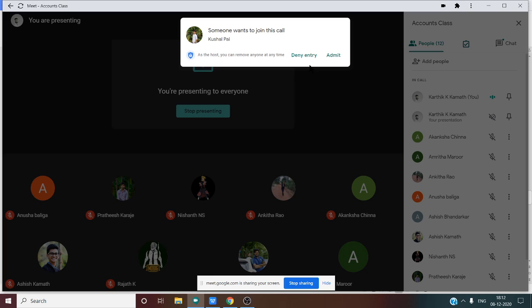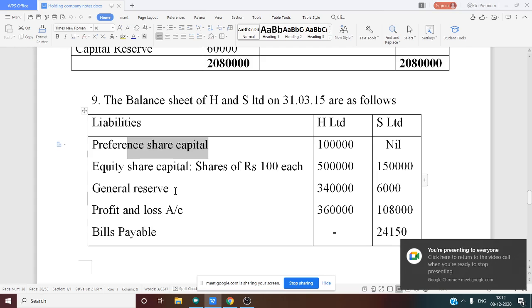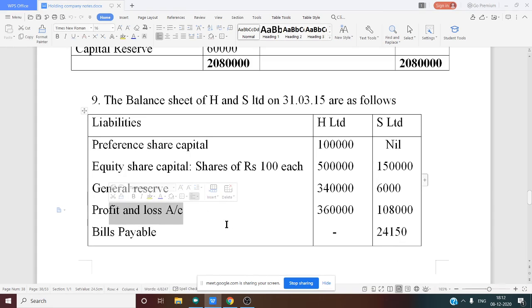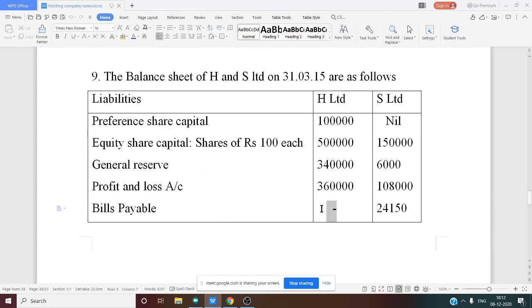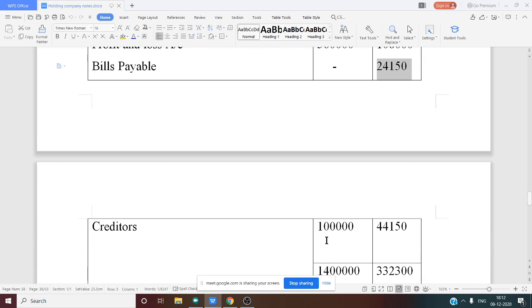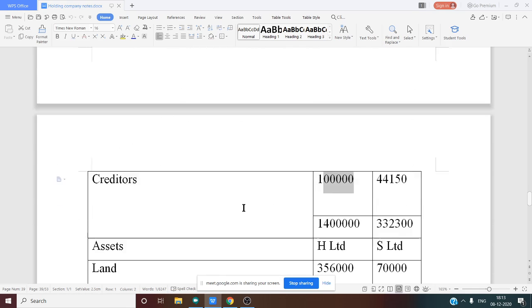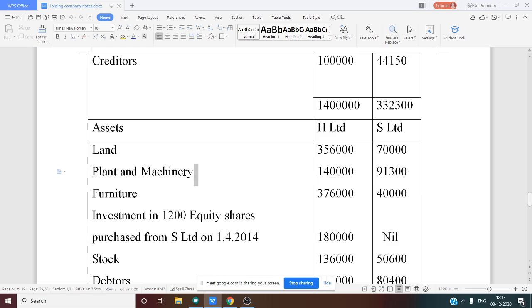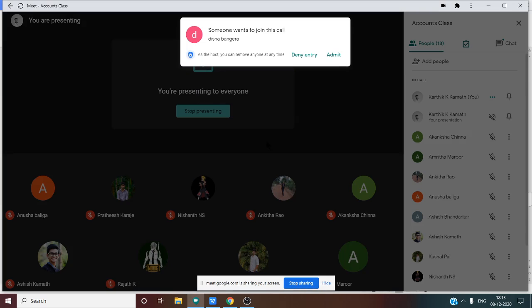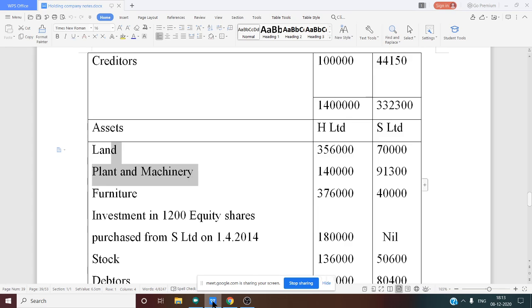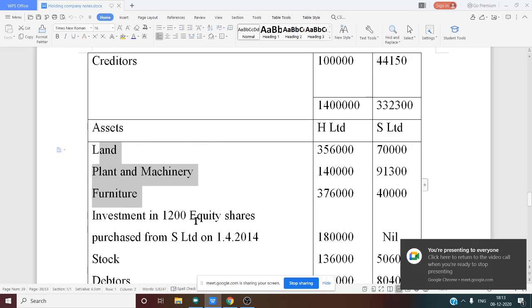So if you see equity share capital, after that general reserve information is given, then profit and loss account information is also mentioned. Similarly, there are bills payable, not for the holding company, only for the subsidiary company, that is dues from the subsidiary company to other companies, that is 24,150. After this, there is creditors on the liability side for both companies. Now the asset side information: there is land, plant and machinery and furniture, mentioned on the asset side.